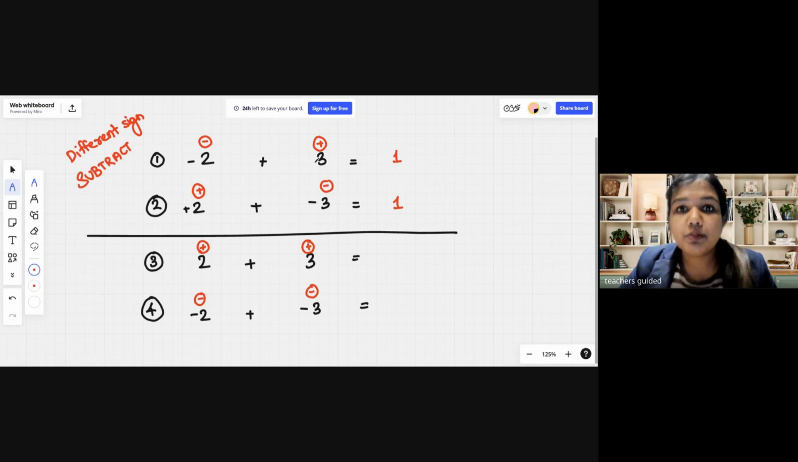Here the biggest number, do not consider the sign, okay? The biggest number in the question is 3. 3 is positive, so your answer is positive. Here 3 is negative, so your answer would be negative.